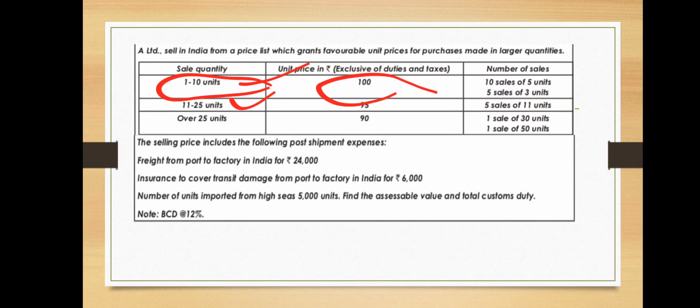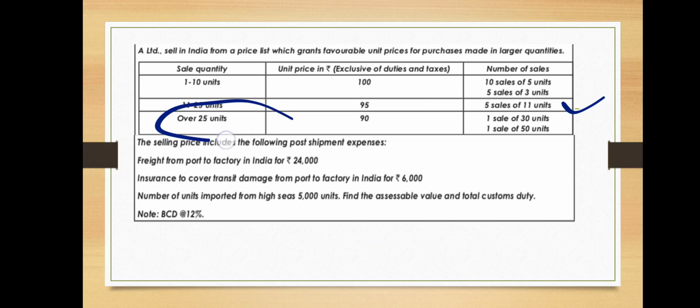So then for 11 to 25 units, the sales quantity is given for the unit price of 95. 5 into 11, you will get how much? The 55. So 55 is the total quantity sold at each price under the category of 11 to 25 units. For more than 25 units, the unit price is 90, and if you want to calculate the total quantity sold at each price, you need the number of sales.